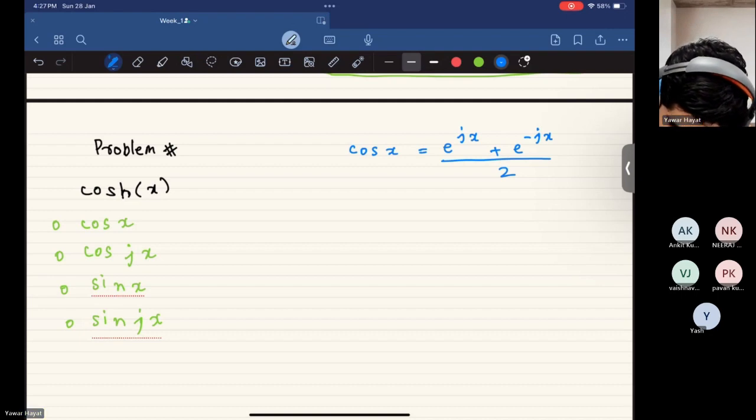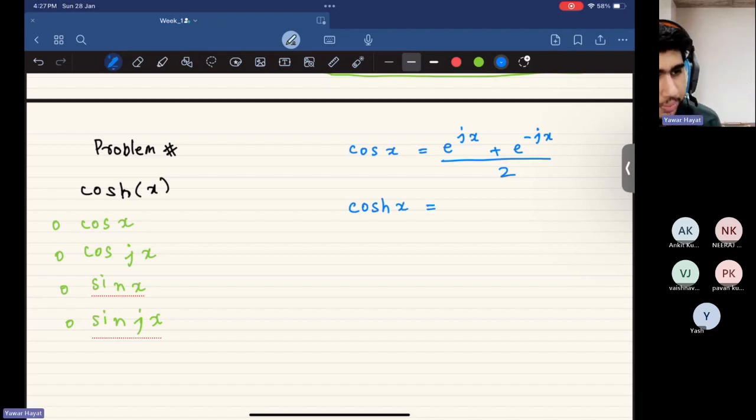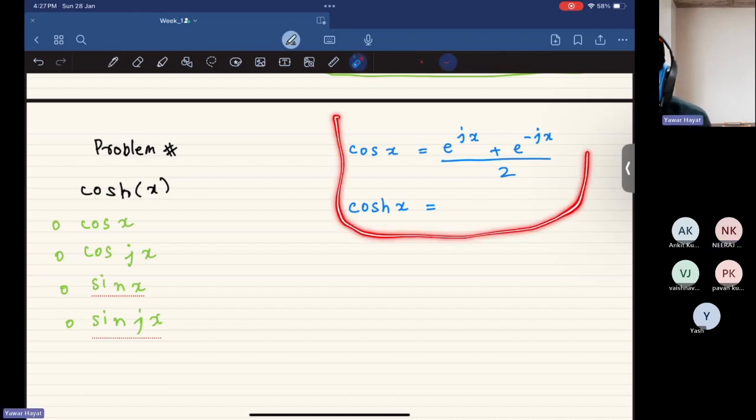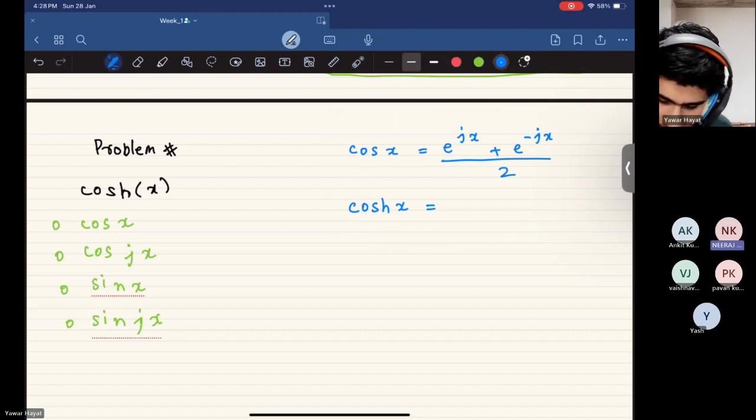And what is cos hyperbolic of x? I hope you are aware of the definitions, right? This was taught in week 1, right? Yes, sir. Okay, e to the power x plus e to the power minus x by 2.